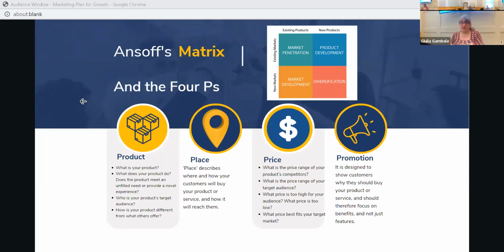Does it meet an unfilled need or provide a novel experience? Who is your product's target audience? We're going to be talking about that quite a bit. How is your product different from what others offer? Okay, that's a huge one.